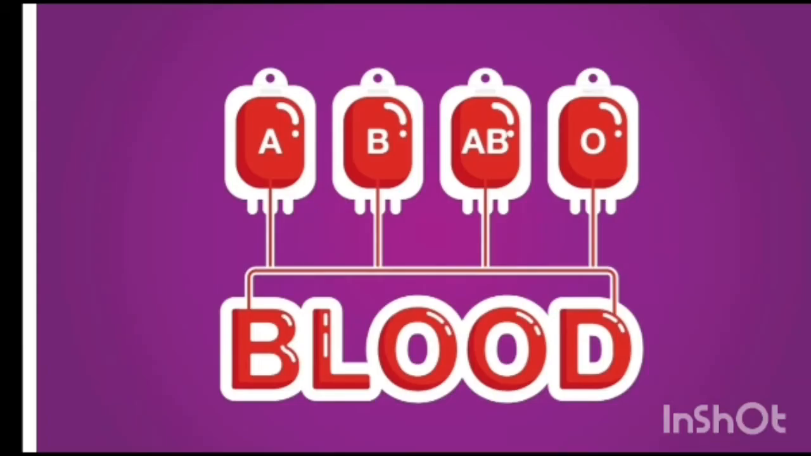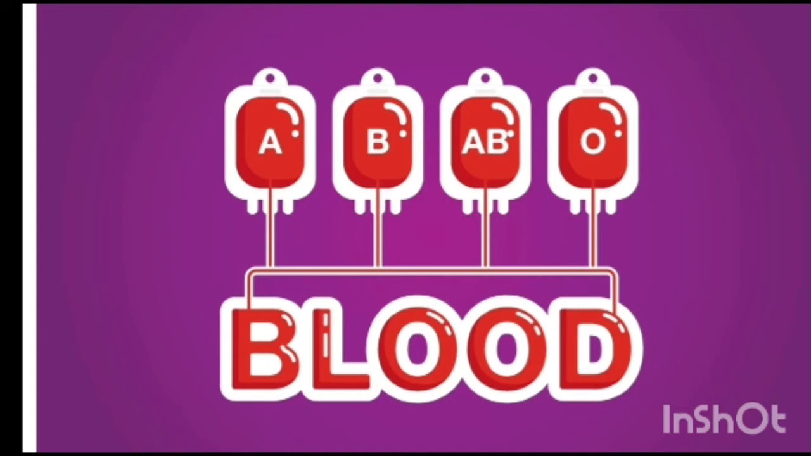So basically, blood consists of four types of blood groups, basically A, B, AB and O. But besides these, based on the rhesus factor, blood can be further classified into positive and negative blood groups. For example, if the Rh factor is present, then such a blood group will be called a positive blood group, and if the Rh factor is absent, then such a blood group is called a negative blood group.